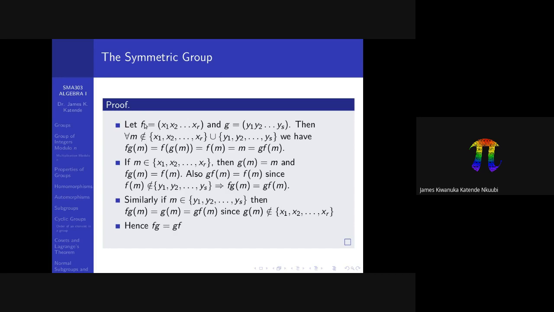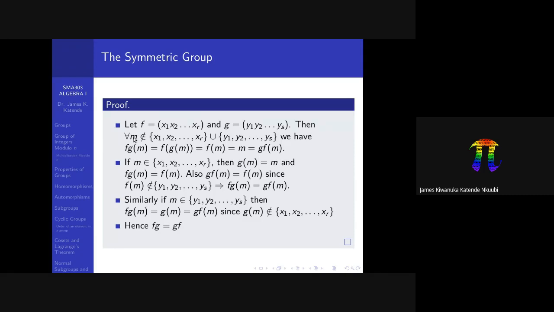So we can check that these 2 actually commute for every element you pick in Sn. If you pick any element in Sn, it can either be among the first set, x1 up to xr, or it can be among the set containing y1 up to ys. If it's not in either of those, it will be outside these two cycles, right? So let's first check for elements that are outside these two cycles.